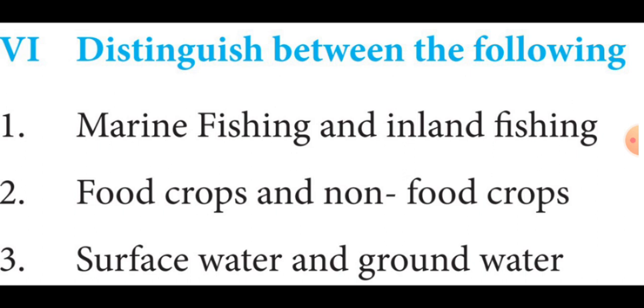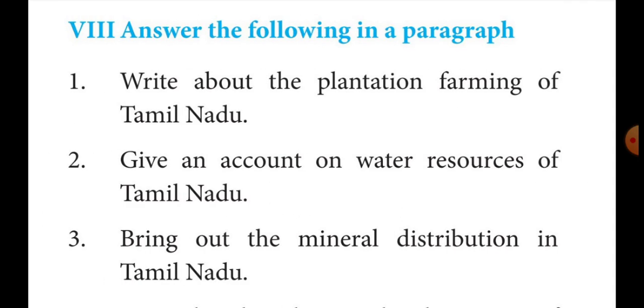Then Roman number 8, answer the following in a paragraph. First question: write about the plantation farming of Tamil Nadu. Page number 223, under the heading Plantation crops. You mark that paragraph fully.